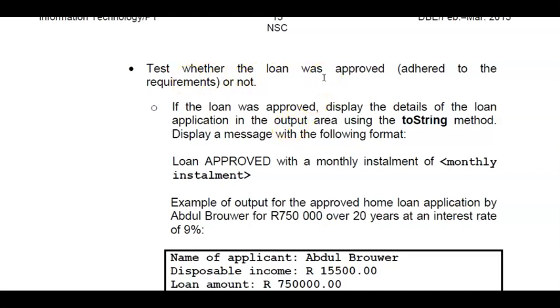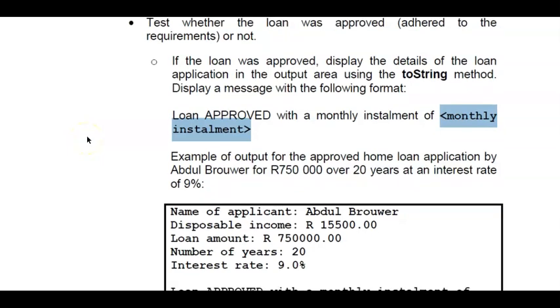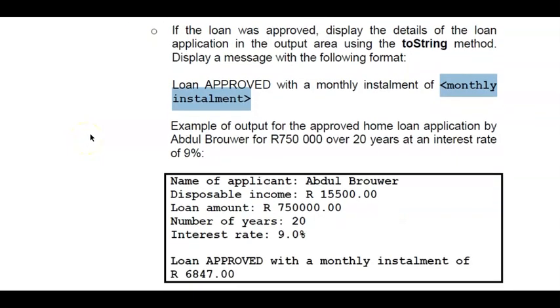So now we need to test whether the loan was approved or not. Remember, we wrote a function for that. And if the loan was approved, we needed to show the details by making use of our toString method in our rich edit. And display then a message after that, loan approved with monthly installments. And those brackets indicate that we would probably make use of another method from our class. Remember, they provided this one for us. And we can call it in here. And then they give us an example of output when it was approved. So I'm going to move it up here.